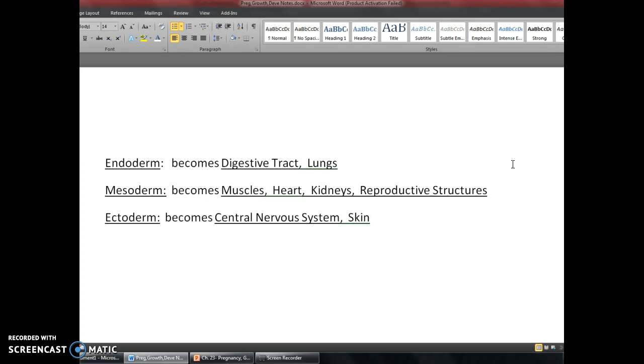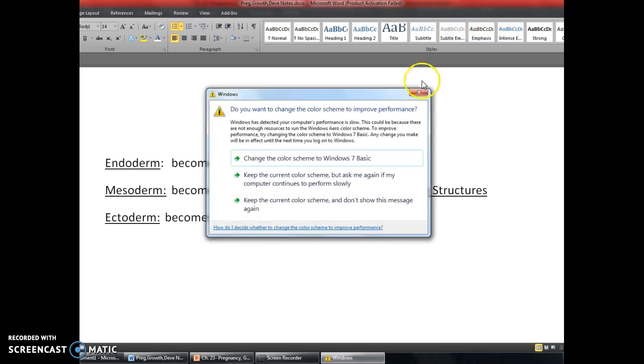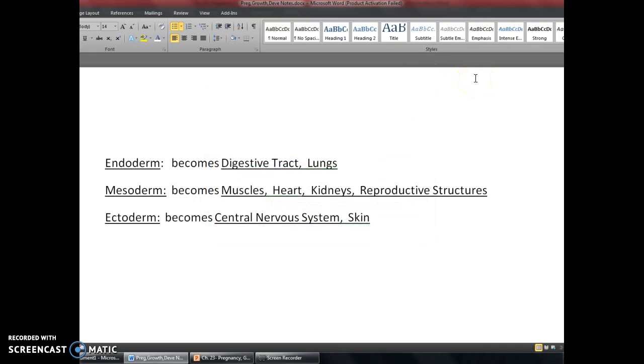Some of these you're just going to have to memorize, but where I was saying this sort of makes sense. Endo is inside, so like the inner tube that runs through your body is your digestive tract. And then you just have to add lungs to that. Meso is the middle, so not the very inner layer, which is your digestive tract, but everything in the middle, between your digestive tract and your skin. It's going to be things like your muscles, heart, kidneys, reproductive structures. Ecto means outside, so the skin is the outside layer, and then you would just have to add central nervous system to that. Okay?